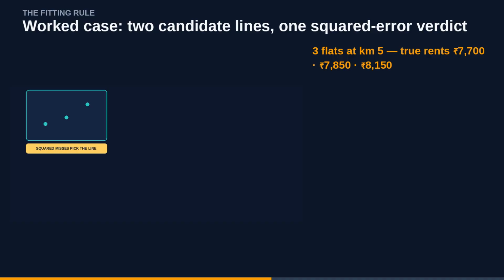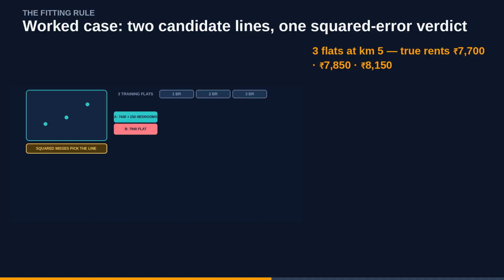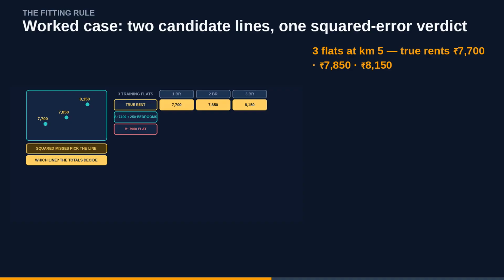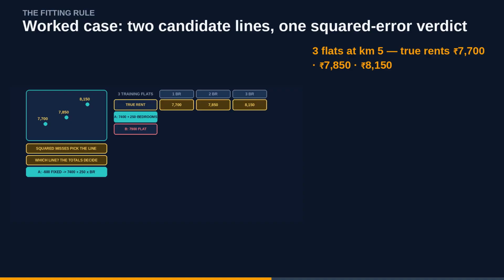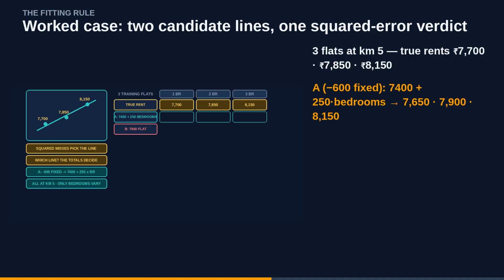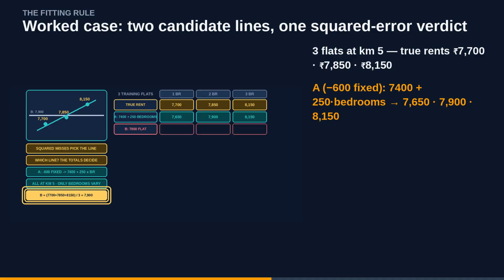Prove why least squares squares the misses. Run 2 candidate lines over the same 3 flats and let the totals decide. Candidate A's guesses. Every flat is 5 kilometers out, so the distance move is fixed at minus 600, and the recipe collapses to 7,400 plus 250 per bedroom, giving 7,650, 7,900, and 8,150. Candidate B's one guess is the average of the 3 true rents, 7,900, offered for every flat regardless of bedrooms.